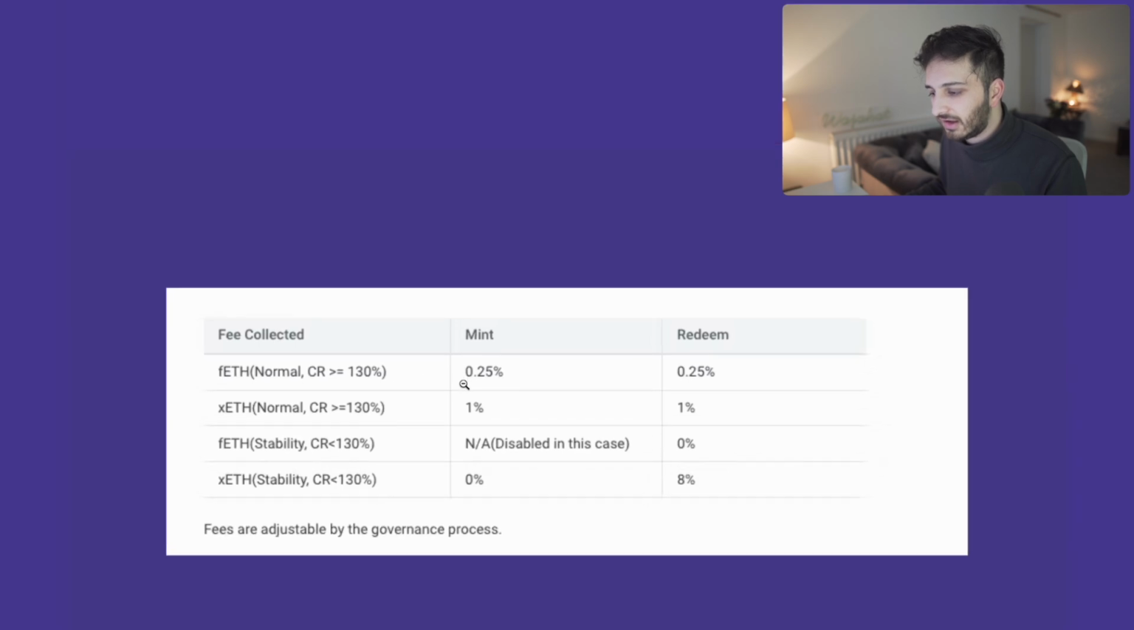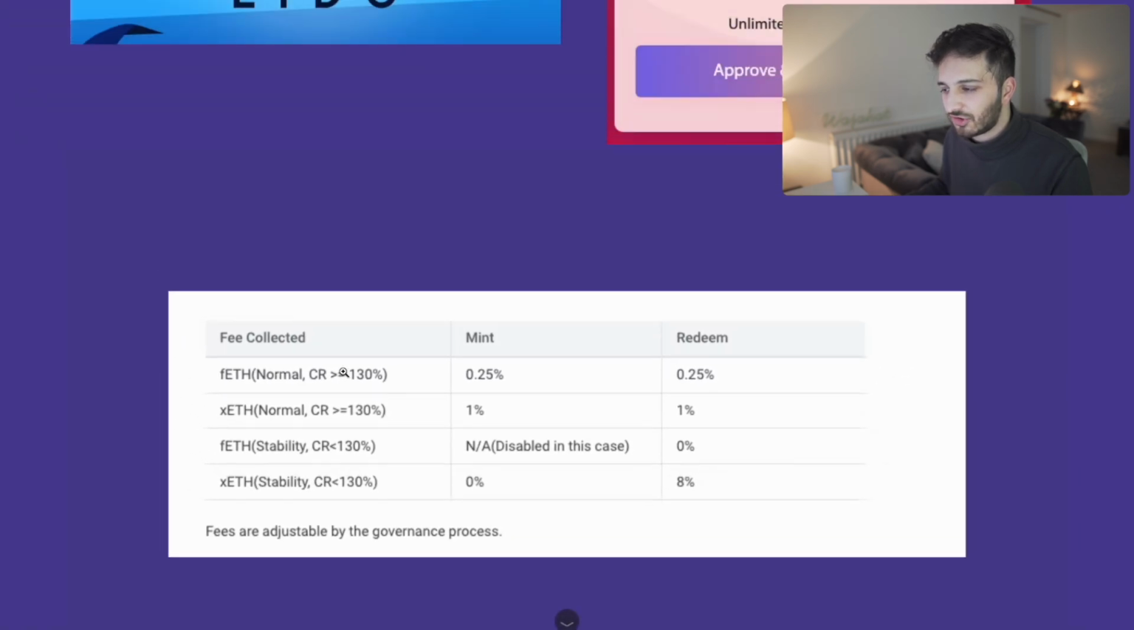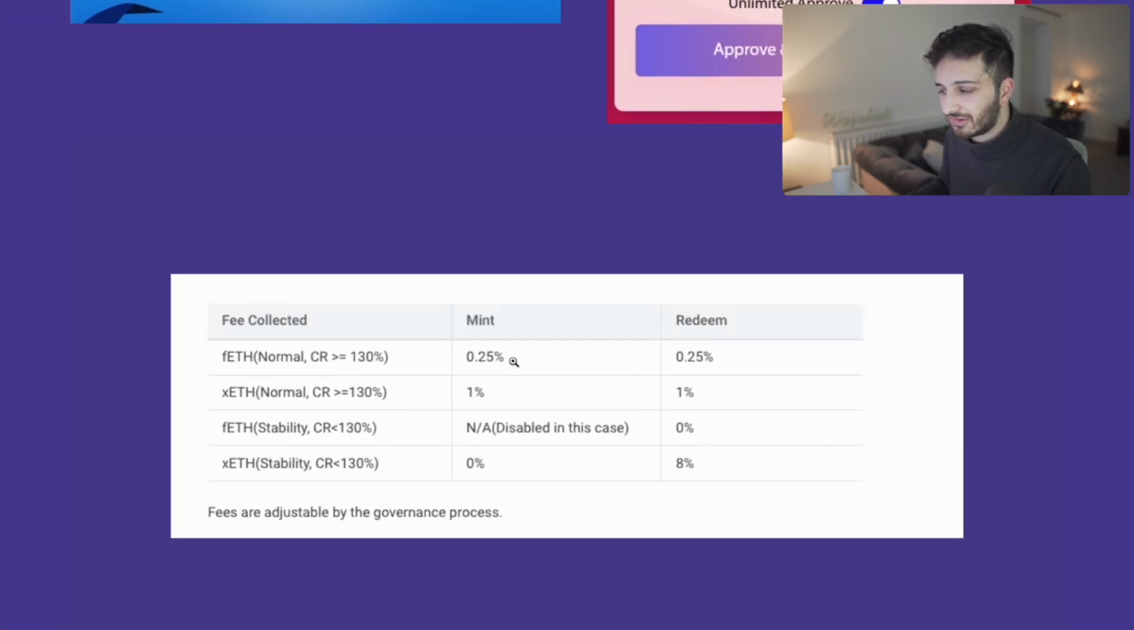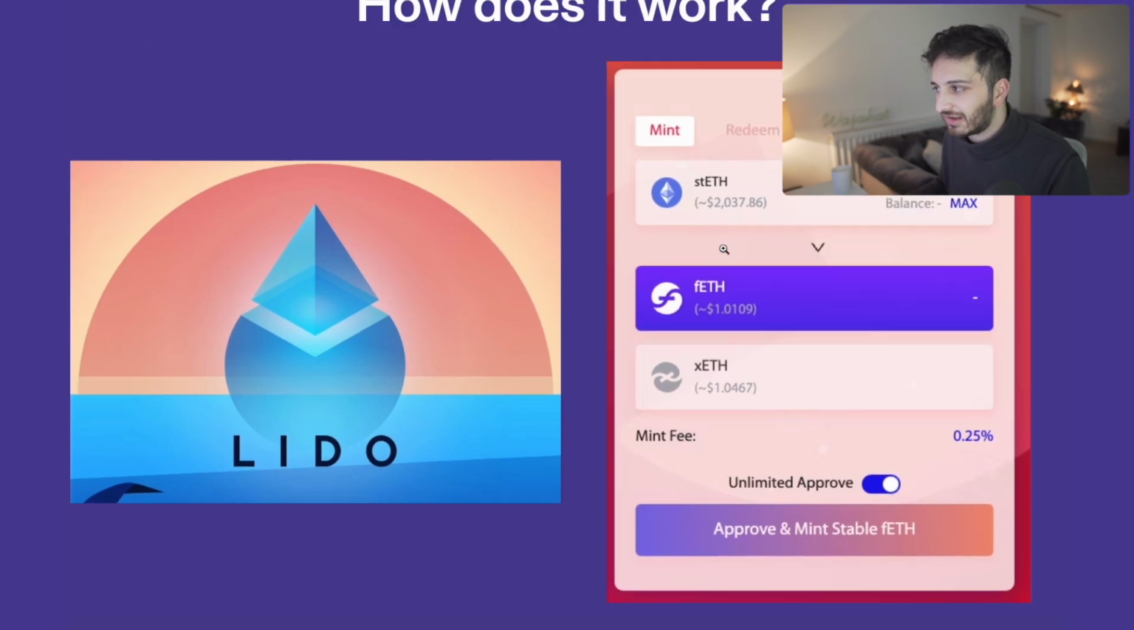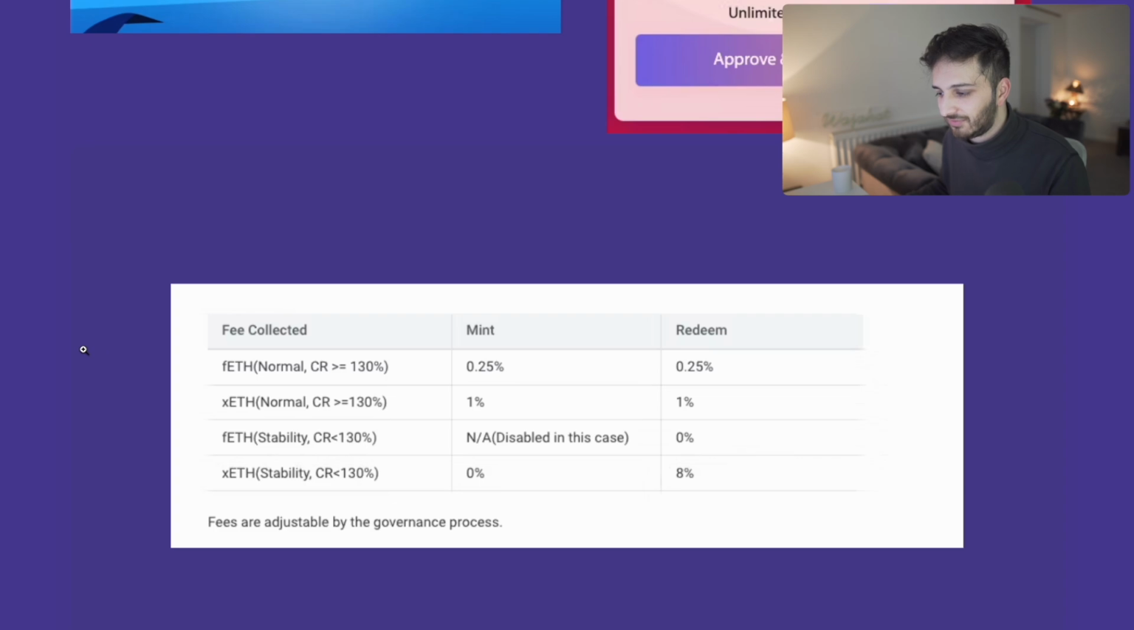So you can see, have a look at this data here. You can see that in kind of normal modes, the fees aren't so bad. But we have this other concept called stability mode, and we'll talk about that shortly. But essentially, the point I want to make is that the fees aren't always going to be 0.25%. They will have slightly different fees from time to time. Now, remember, you can also redeem. So if you do have FETH or XETH, you can go to the redeem tab over here, and you can redeem it back for your stETH as well if you wanted to.